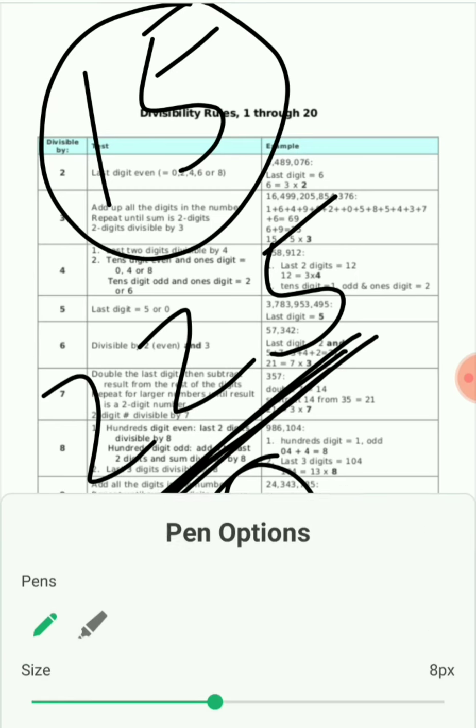Now we check the divisibility rule by 5. What is the last digit? The last digit is 5. If the last digit is 5 or 0, then the given number is divisible by 5. Here the last digit is 5, so this number is divisible by 5. Hence the number is divisible by both 3 and 5. This implies that this number is divisible by 15.